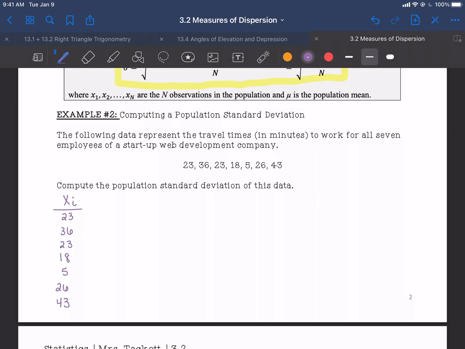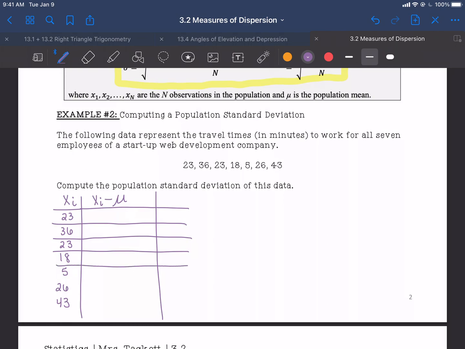All right, the next part that we are going to do is take each data value and subtract the mean. In order to do that, we need to know what the mean is, which we found in a previous lesson. So we know that capital N is 7, our population size. We found before our mean is 24.86 minutes.